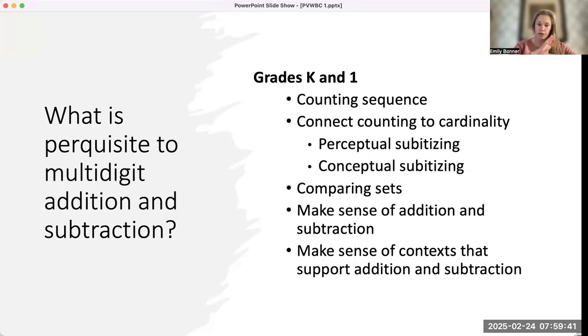The video was to create a shared vision of what this can look like in classrooms. And now I want to talk a little bit more about the development. If you think about the earliest grades, these are some of the things that are prerequisites to that multi-digit addition and subtraction. So these are leading us into our thinking about place value. And we've talked about a lot of these the past few weeks in class.